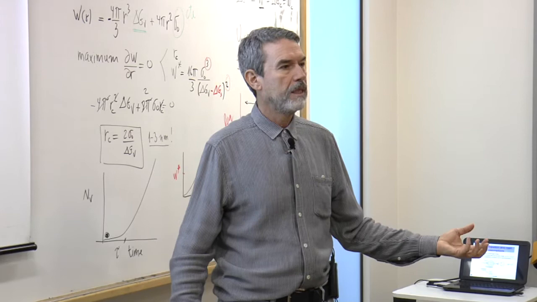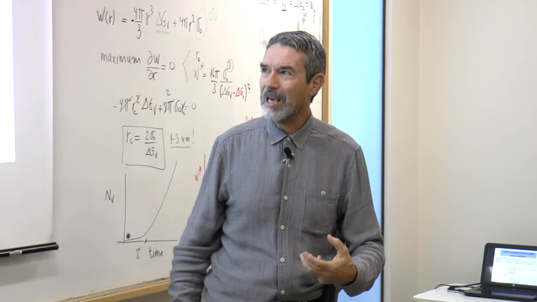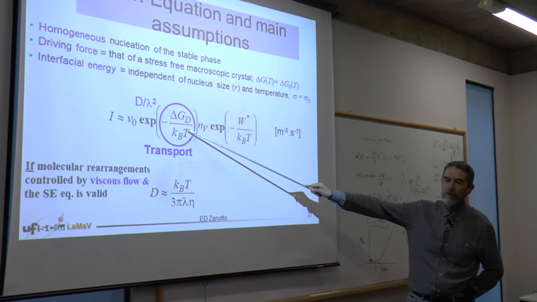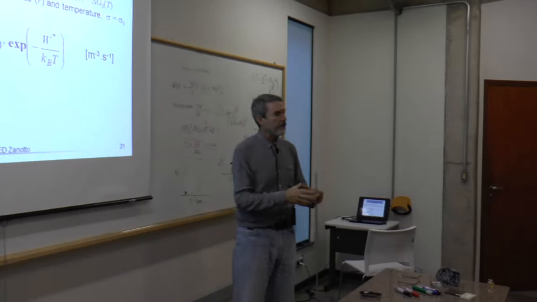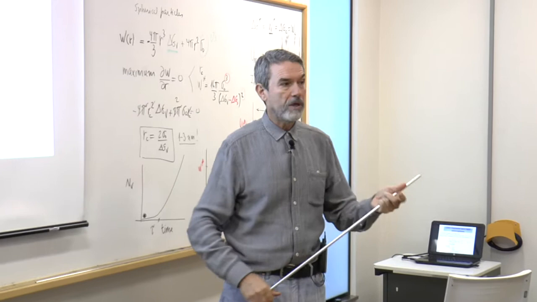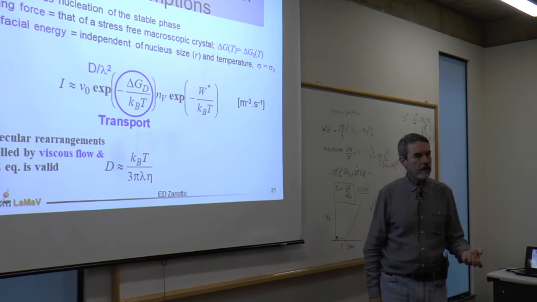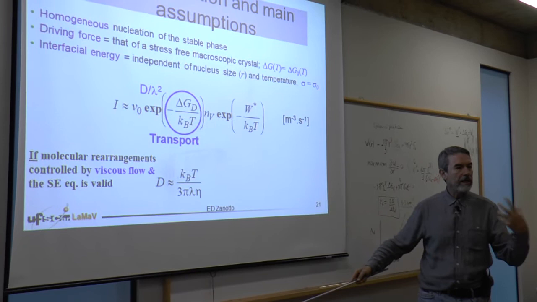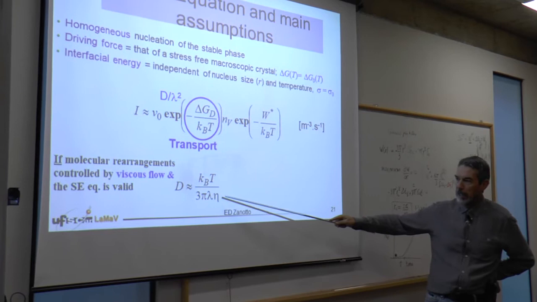What people do, they say, well, okay, this is not clear. So let's assume that viscosity controls the same transport process that's needed to create a critical nucleus, whatever that is, the same transport process that controls viscous flow. This is not a bad assumption, because there is an equation derived by Einstein saying that the diffusion coefficient of any liquid is inversely proportional to the viscosity. So this is the Stokes-Einstein equation.